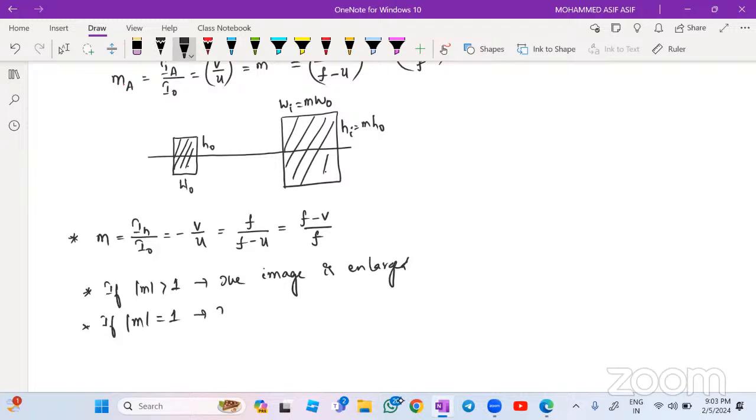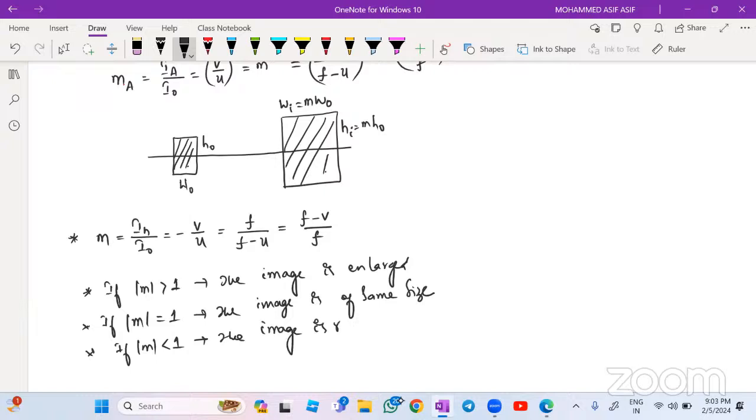In the same way, if mod of your m is equals to 1, if you are getting exactly, then the image is of the same size. In the same way, if mod of your m is lesser than 1, then in this case the image is reduced.